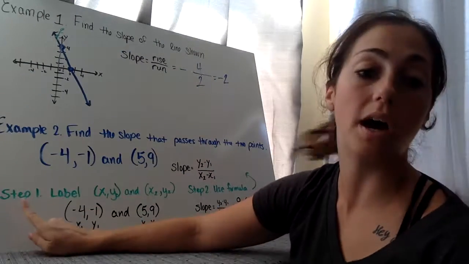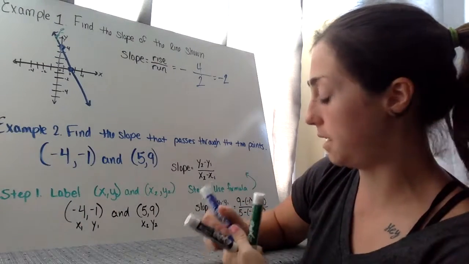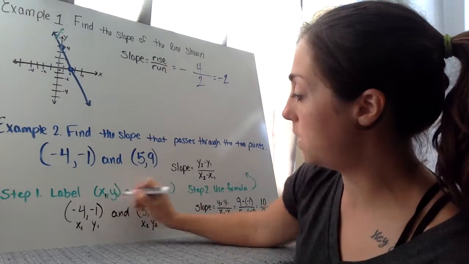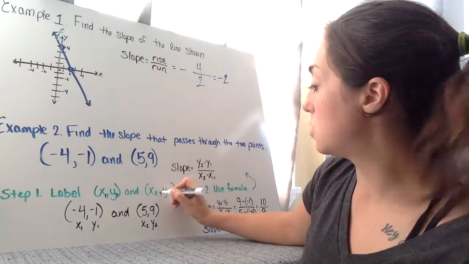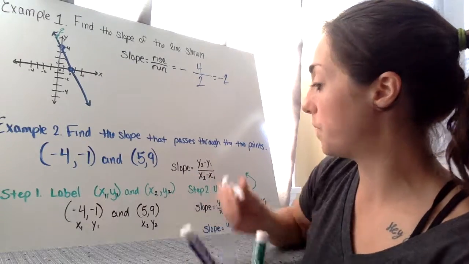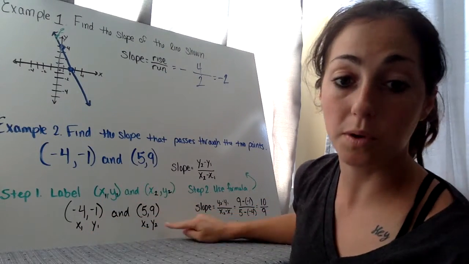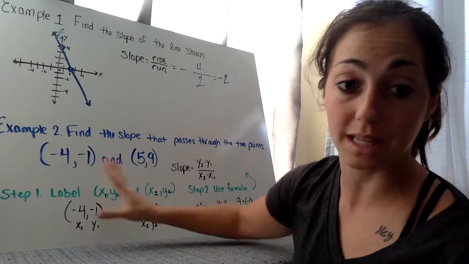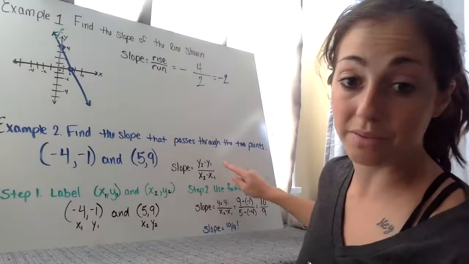Unpause the video. We've got step 1. Label x1. Can't really see that. I'm going to put it in black. Label x1, y1, and x2, y2. So my first ordered pair is going to be the 1s, and the second ordered pair is going to be the 2s. It's like the families. That's the 1s, that's the 2s. Cool. So now all I've got to do is substitute in for my formula.